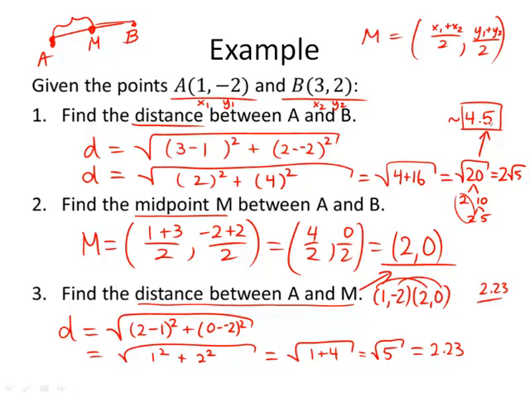Notice that you didn't even have to approximate. You had 2 root 5 here, and you had root 5 here. So that means one of these is root 5, and together it makes 2 root 5.